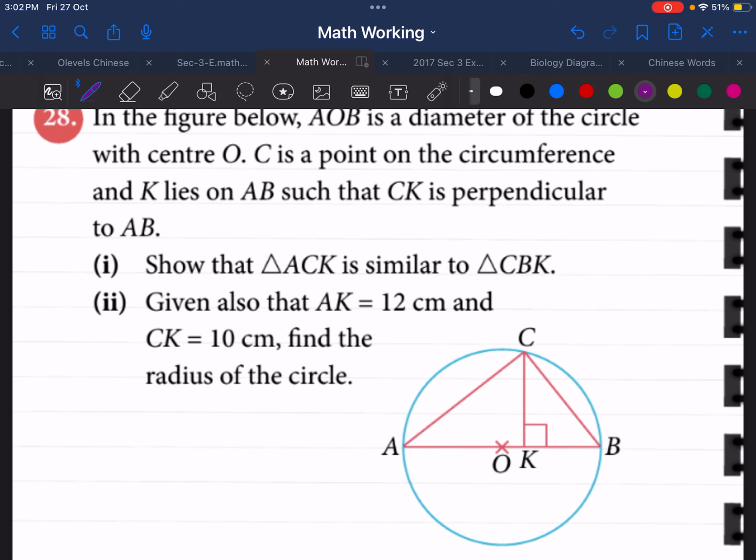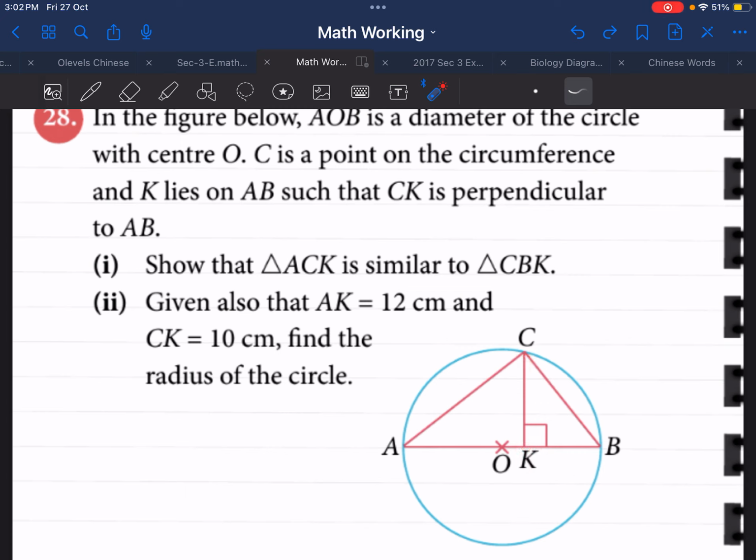So AOB is the diameter, so this length is the diameter, which means it is the longest length of the circle, and we center O. C is a point on the circumference, K lies on AB. K is just a random point on AB. C is the point on the circumference. CK is perpendicular to AB.